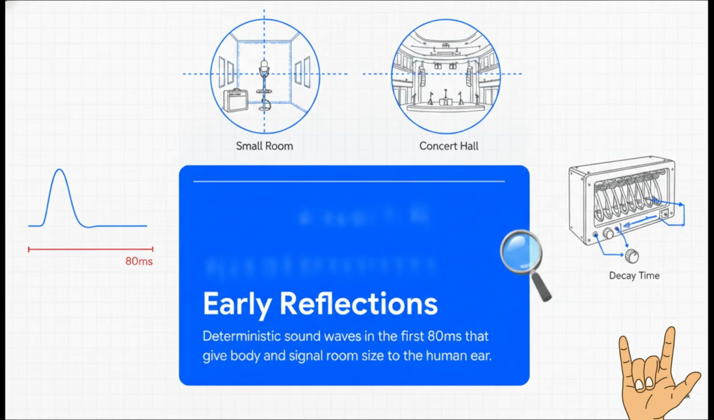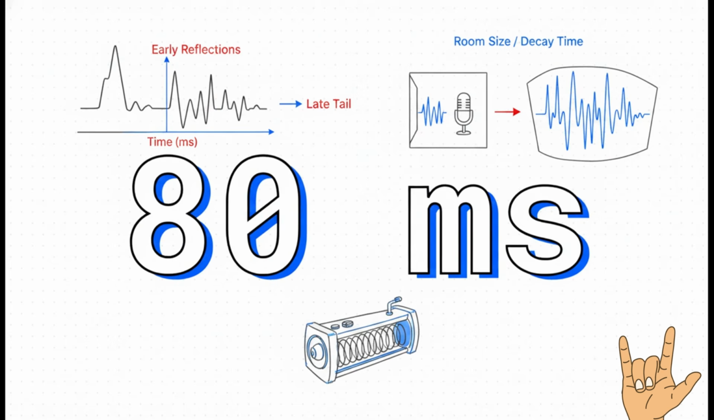We divide this complex decay into two distinct stages, where early reflections are the deterministic sound waves occurring in the first 80 milliseconds that give body and presence, signaling room size to the human ear. These initial echoes, they don't sound like distinct, separate repetitions. Instead, they merge directly with your original guitar signal to provide clarity and firmly establish physical location. That boundary of 80 milliseconds, that acts as a totally critical threshold.